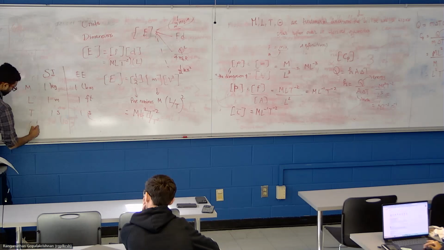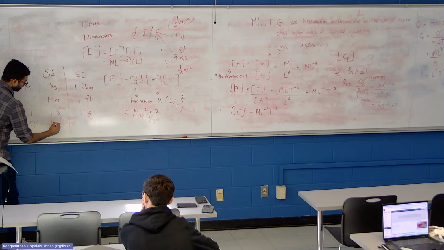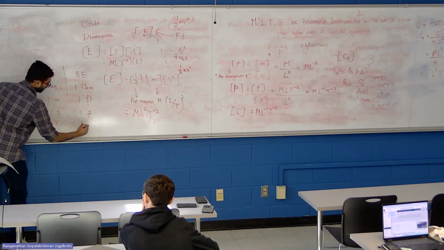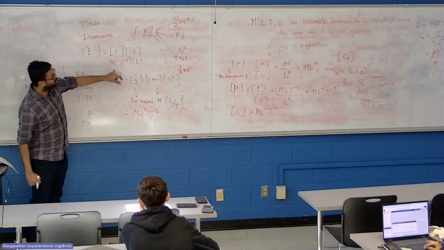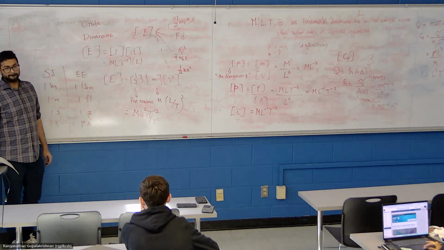Temperature, 1 Kelvin, 1 degree Rankine, or sometimes 1 degree Fahrenheit. So it makes unit conversion much simpler if you know fundamentally what are the dimensions of a given quantity. Okay.